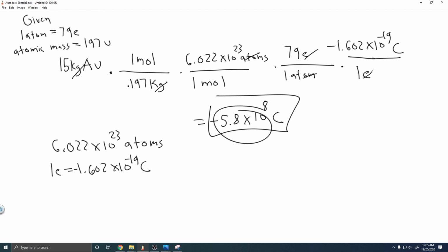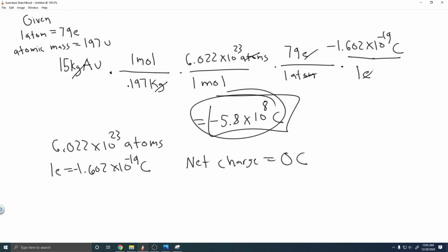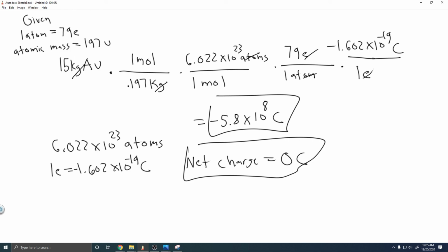This is your answer to the first part. The net charge of the bar is going to be zero, because the protons are going to counteract it and give it a net charge of zero. So the net charge is equal to zero coulombs. This is your answer to the first part, this is your answer to the second part, and hopefully you found this useful.